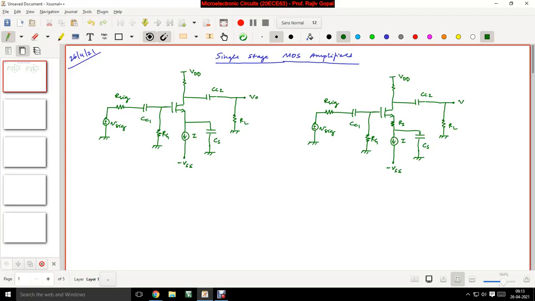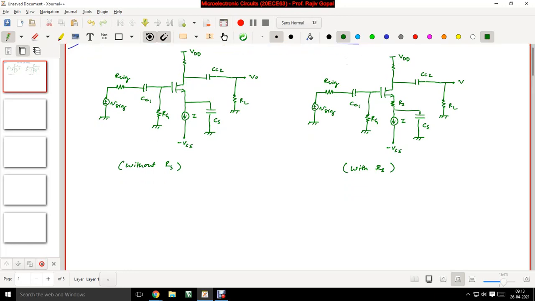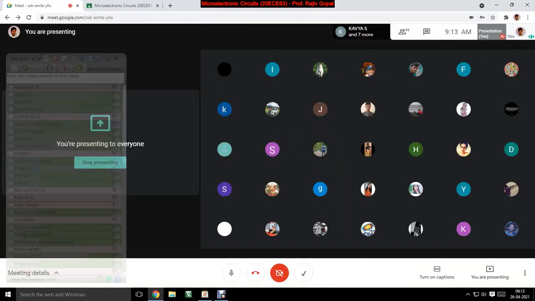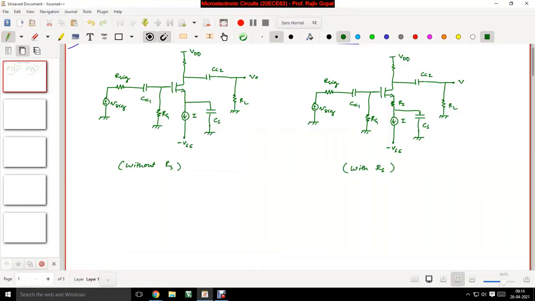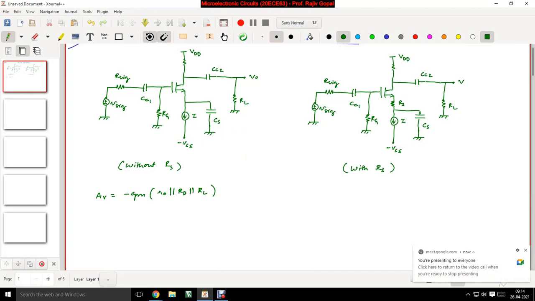Figure on the left, this one is without source resistance Rs, and this is with source resistance Rs. We derived the gains of both configurations. For without Rs we got AV equal to minus GM into R naught parallel RD parallel RL. This was the gain with RL included. It is not the open circuited gain.